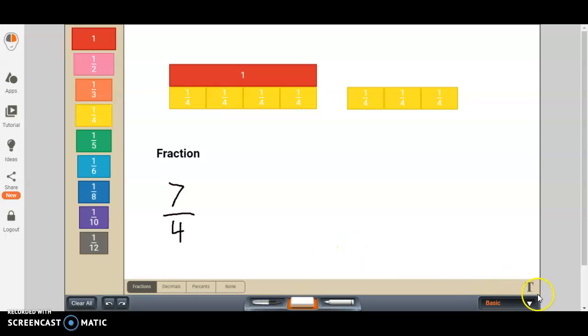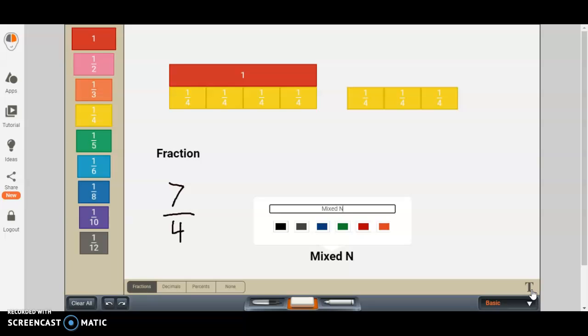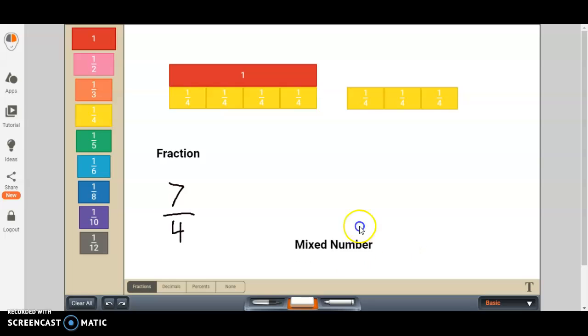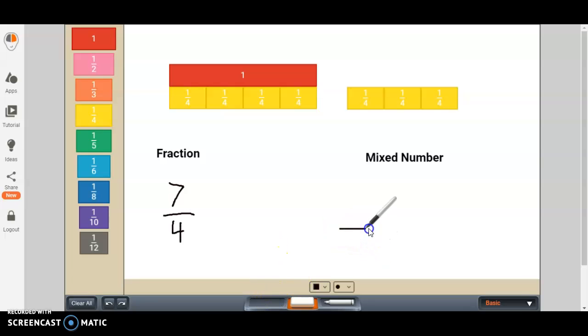Now the mixed number is called a mixed number because it is a mix of two types of things. It's a mix of whole numbers and fractions. So, we will always have the whole number here. Oh, I should have typed this, but that's okay. We live and we learn. Whole number here, fraction here.